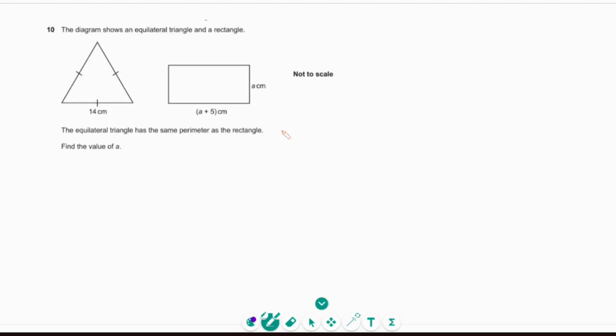The diagram shows an equilateral triangle and a rectangle. The equilateral triangle has the same perimeter as the rectangle. Okay, so let's get the perimeter for each one. 14 times 3 is 42 centimetres. Don't need to write that on. Perimeter for the rectangle is a plus a, add a plus 5, add a plus 5.